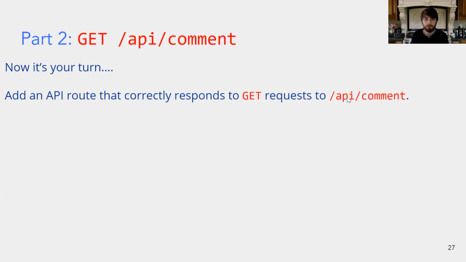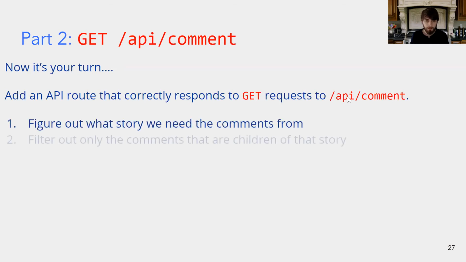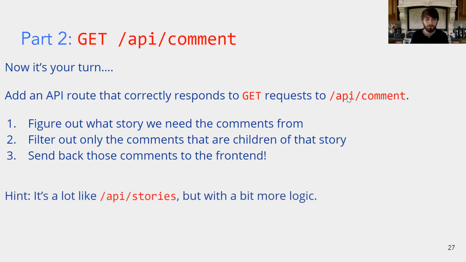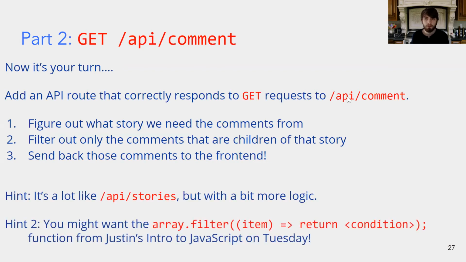So your objective for the next little bit, you can go in breakout rooms if you need help, but your objective, I'll probably give you guys a few minutes, is to add an API route below the /stories one that gets the comments for a particular story. So you'll need to figure out what story they come from, what comments, filter out the comments such that they only come from that story, and then send those comments back to the front end. And here are a couple little hints to help in that endeavor.